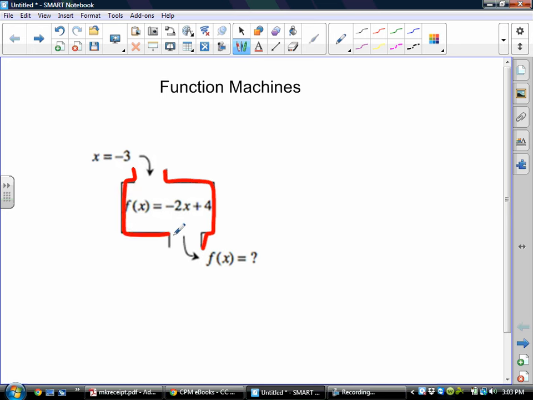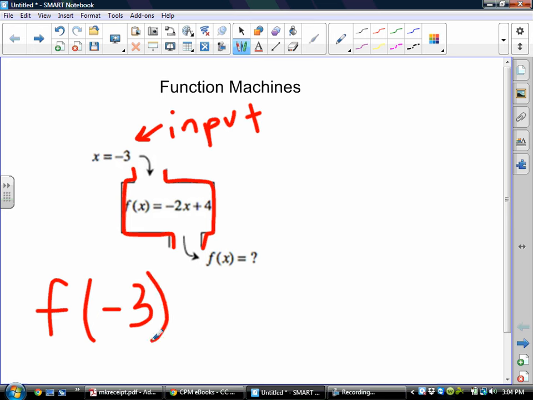Okay, this means the machine. And our input value, it says x equals -3, that's the input value. So we're going to replace each x that we see in the function machine with -3. Even on the left side, we're going to say f of -3. We're replacing x with a -3. We're inputting -3 wherever we see an x. So f(x) equals -2 times -3 plus 4.